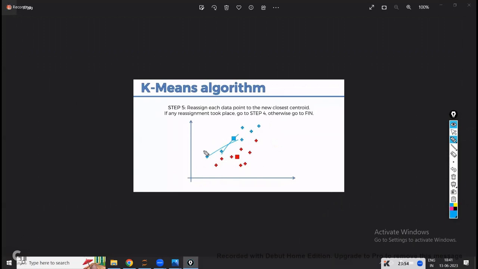Okay, still they are blue or red. Now, what I'm going to do is, again, calculate whether this data point is close to the blue or whether this data point is close to the red. After calculating, I have identified that earlier these two were close to the blue, but this time these two are close to the red. Now these points have been converted. Earlier it is different, now it is different.